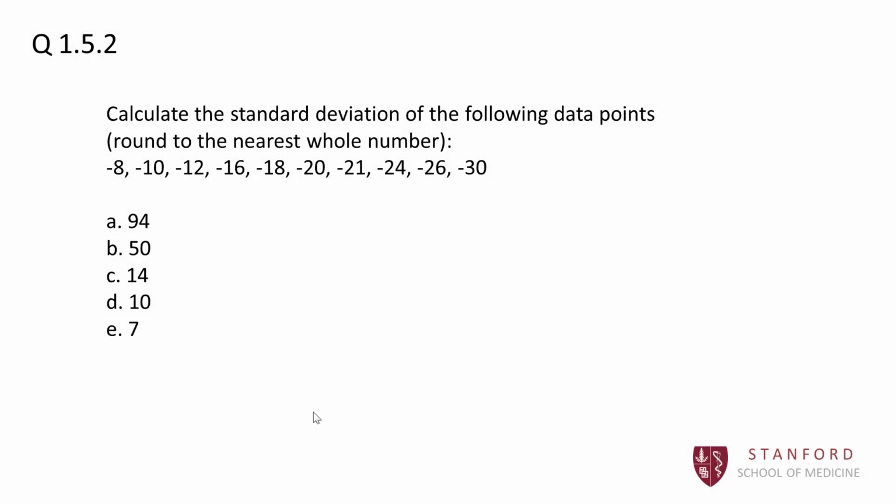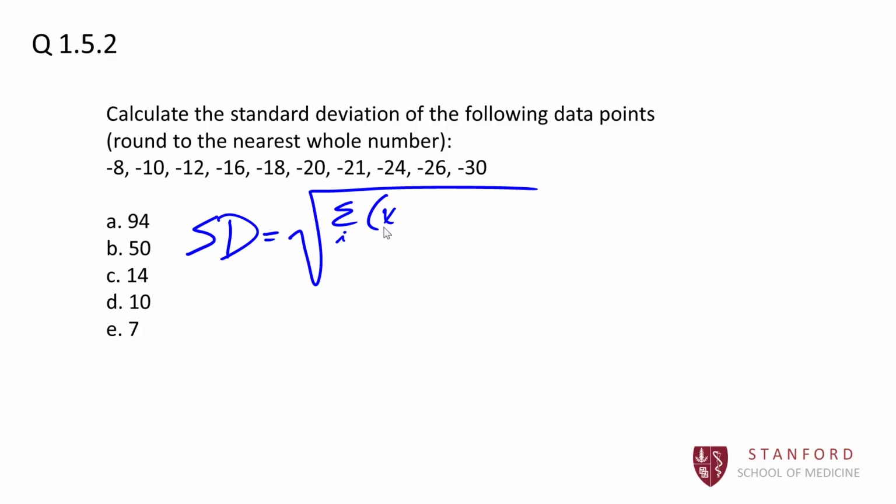In this question, we're asked to calculate the standard deviation again and round our final answer to the nearest whole number. It's very similar, the same thing as the last question, so it's good practice for us. Once again, the first step is to write out the formula for the standard deviation, and that hasn't changed since last time. So that's going to be the square root of the sum of x sub i minus the average, squared, over n minus 1.